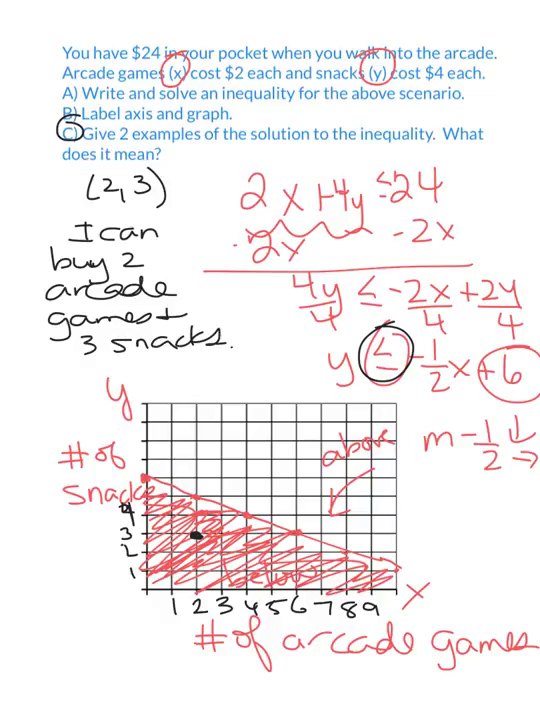Anything in here will work. I could do 6 and 1. I could say that I could buy 6 arcade games and buy 1 snack. I could go the other extreme here and only just do 1 and 1. So anything in there will work as long as I'm spending less than or equal to $24.